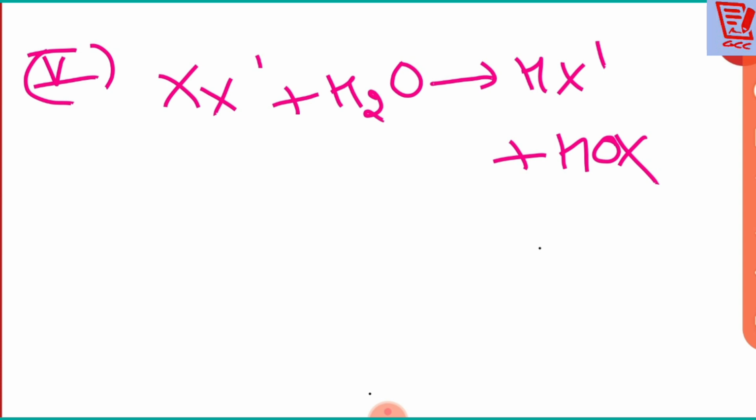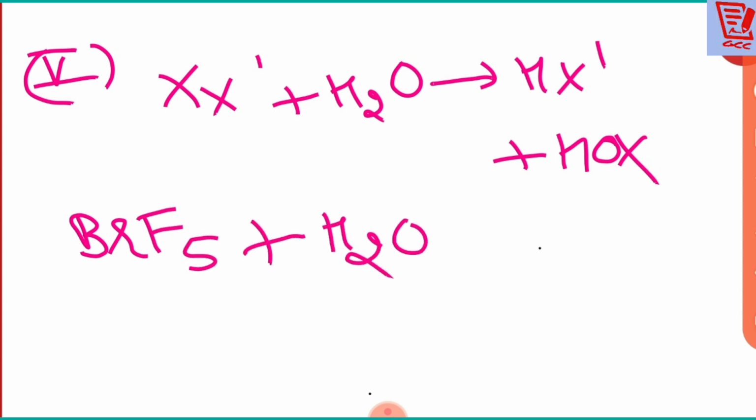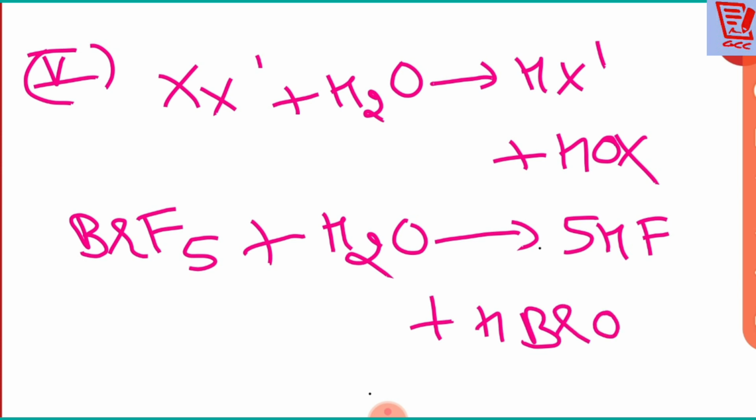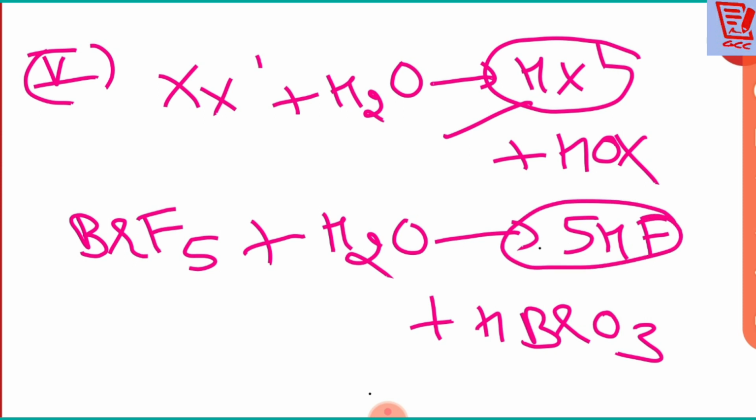Now you see, I am taking one more example, BrF5 plus H2O, and it will give 5HF plus HBrO3. What I mean to say is, it is a must that one halogen acid will be formed, this is a halogen acid, and along with that one HXO2, HXO3, like this way we are going to form for every interhalogen compound. Clear? After that, we have the number 6 property here.